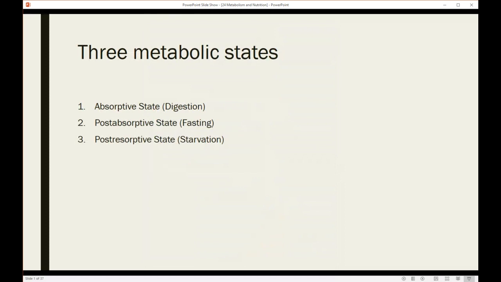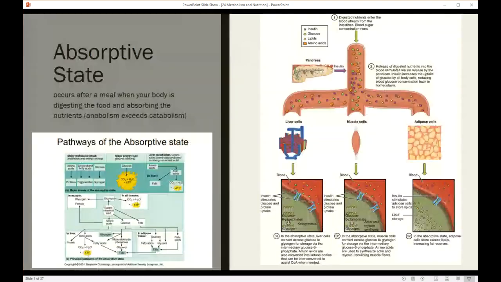Okay. There's three metabolic states. There's the absorptive state, the post-absorptive state, and the post-resorptive state. Okay. And so the absorptive state is during digestion, right? So we've just eaten and we're digesting our food. The post-absorptive state is when we are fasting. And then the post-resorptive state is when we are truly starving, starvation mode.